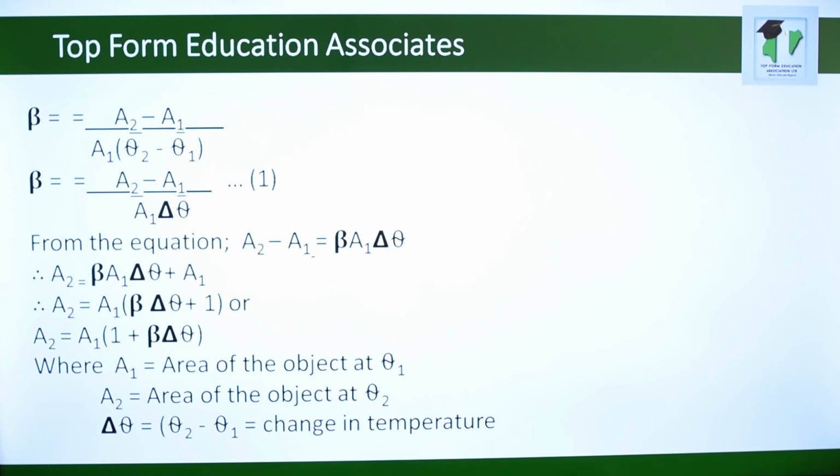So where A1 is the area of the object at the initial temperature, we have not added heat. Now A2 is the area of the object at theta 2, when you have added heat, which leads to an increase in temperature. I will have this change in theta to be the change in temperature, which is theta 2 minus theta 1.